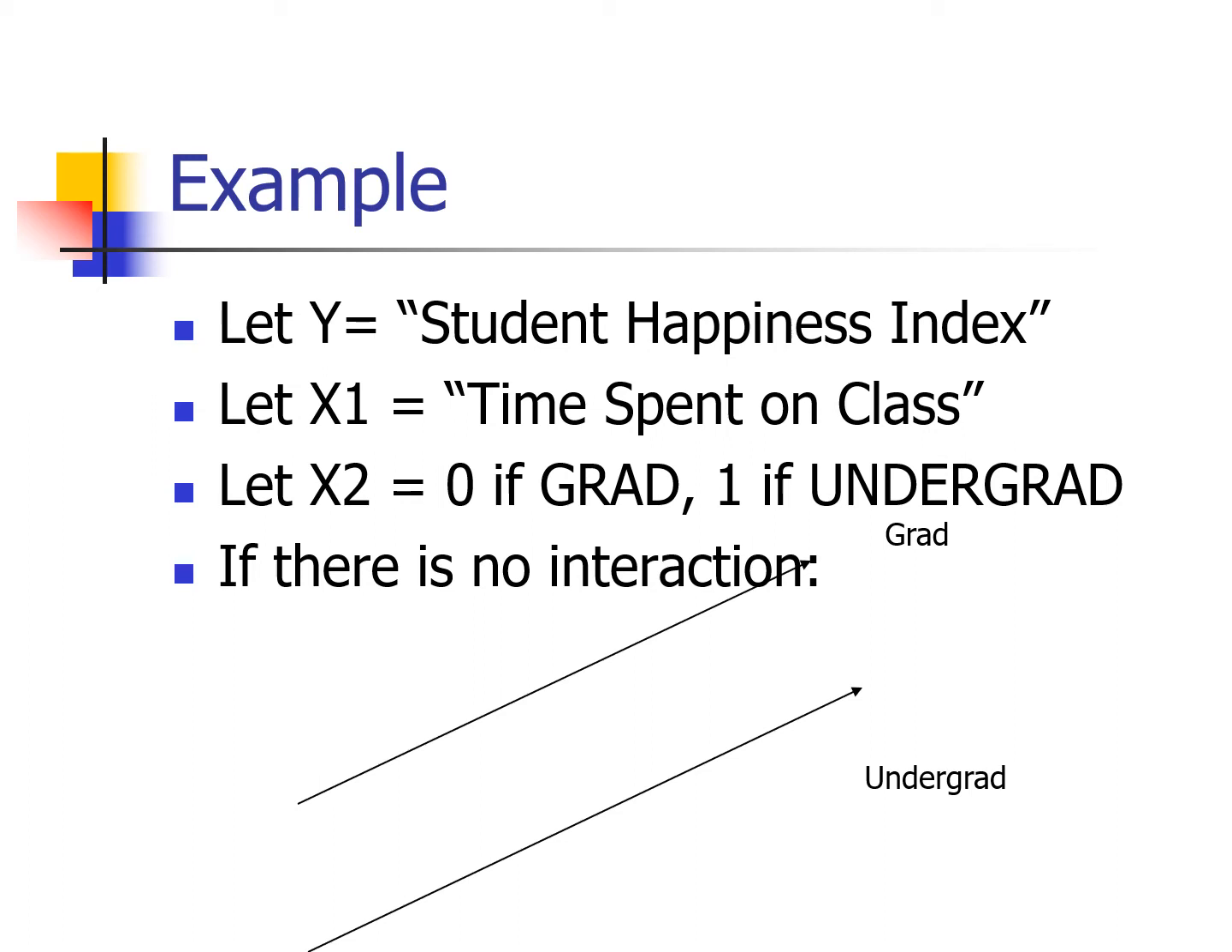And it's true for graduates. It's true for undergraduates. What we do observe is that the graduate line's above the undergraduate, right? So for any amount of time spent in class, graduate students are happier than undergraduate students. I mean, I don't think there's any disputing that.